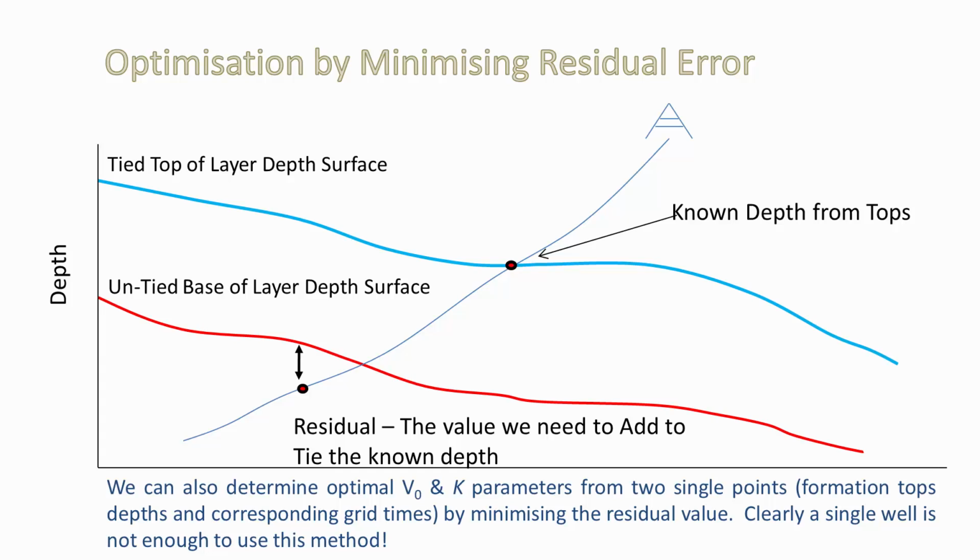Obviously, in this scenario, there are an infinite number of v0 and k values that could cause the predicted depth to tie the depth of the formation top at the bottom of the layer. So this method is far less stable than the fit method mentioned before. With even just one well, the fit method is very stable, whereas the more wells you use for the residual method, the better the result will be. However, the residual method does have the advantage of being quicker to run, and you can often use many more wells than you might have for the fit method.